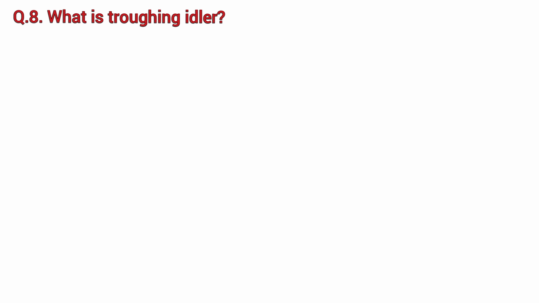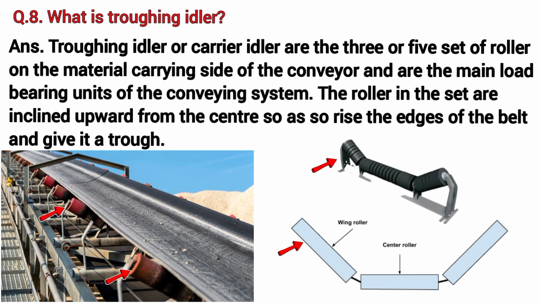What is troughing idler? Troughing idler or carrier idler are the 3 or 5 set of rollers on the material carrying side of the conveyor and are the main load-bearing units of the conveying system. The rollers in the set are inclined upward from the center so as to raise the edges of the belt and give it a trough.